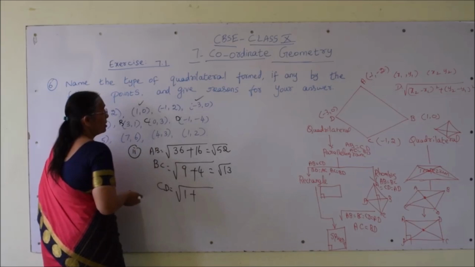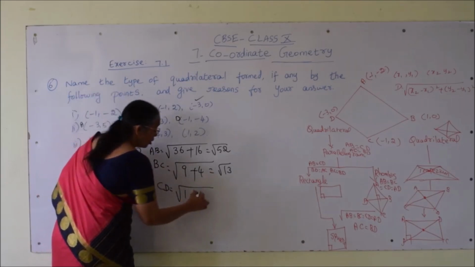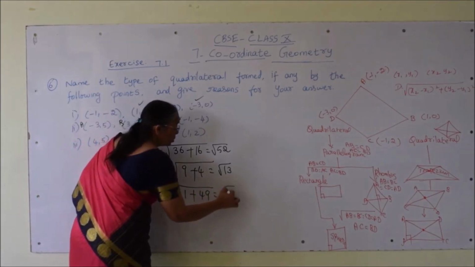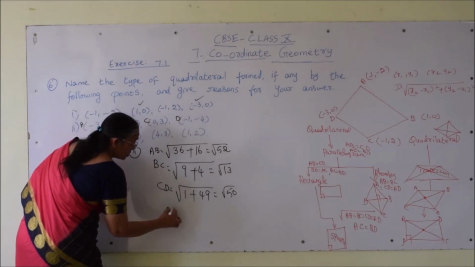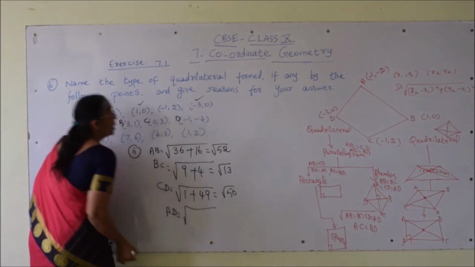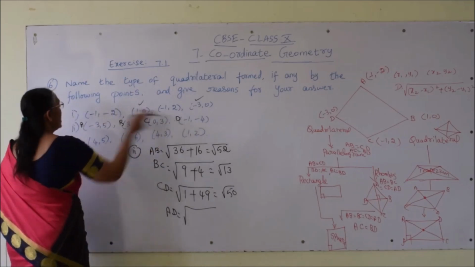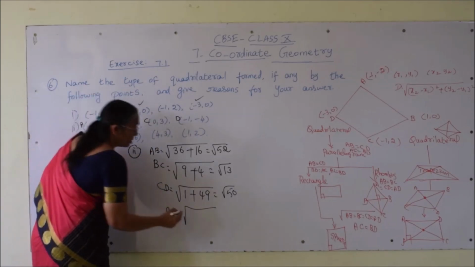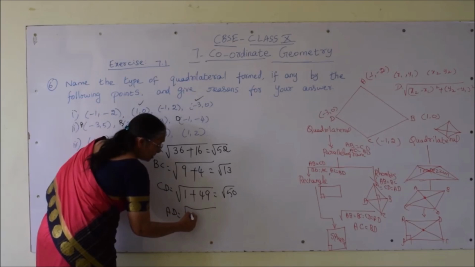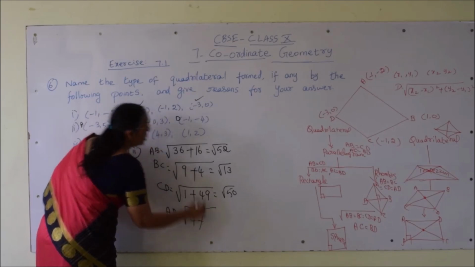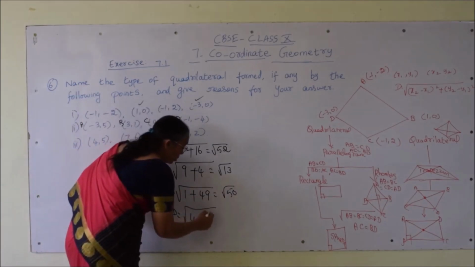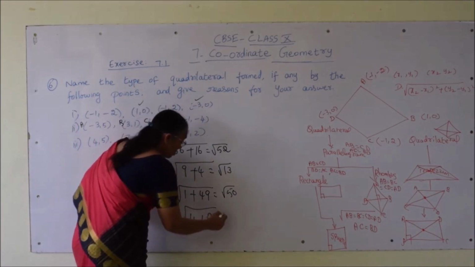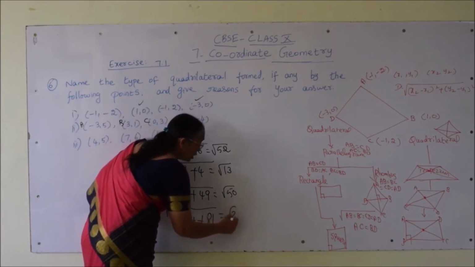So, minus 7 whole square is nothing but plus 49. So, we are getting root 50. Now, the AD distance is root over minus 1 minus of minus 3, which is plus 3. So, minus 1 plus 3 is 2, 2 square is 4; minus 4 minus 5 is minus 9, whole square is plus 81. 81 plus 4 is root 85.